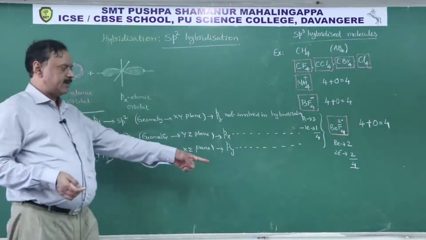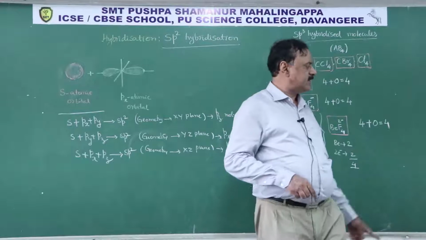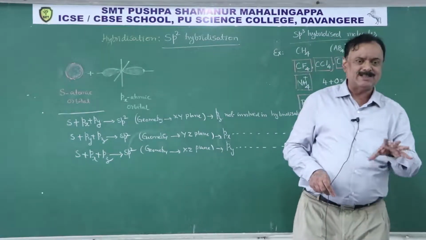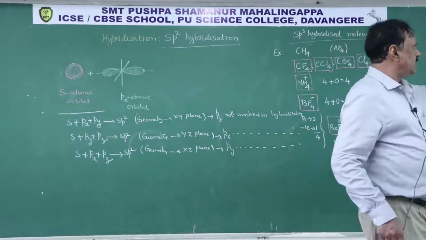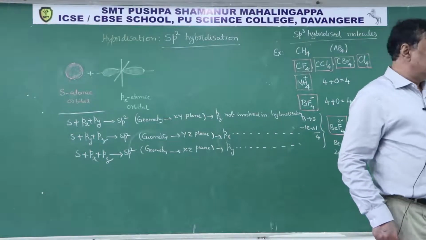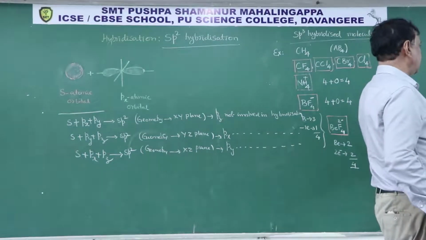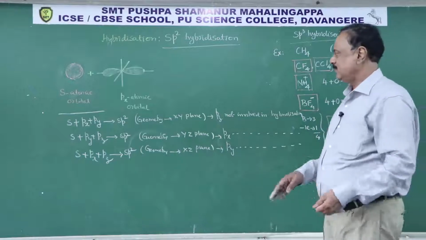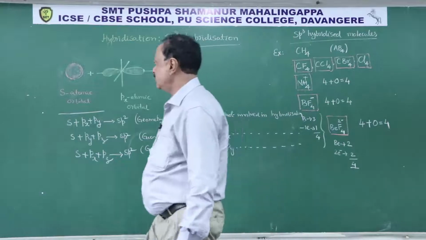Suppose this is the x direction, this is the y direction, and that is the z direction. Now this plane, the floor, is called the xy plane. Suppose this is the x direction and this is the z direction, this plane is called the xz plane. Suppose this is the y direction and this is the z direction, this is called the yz plane. Depending upon this we can predict the geometry or shape of the molecules.